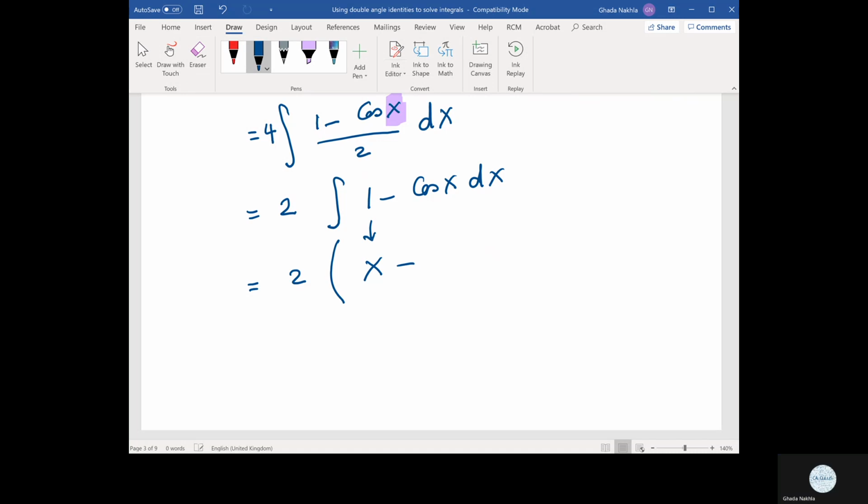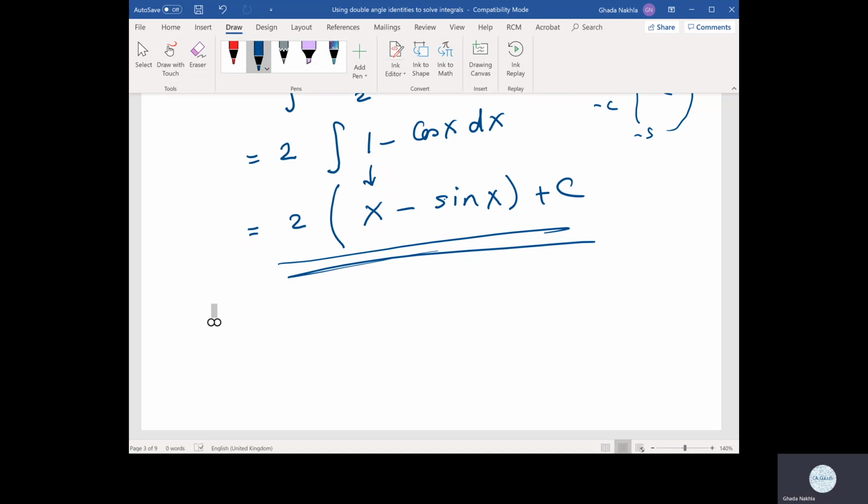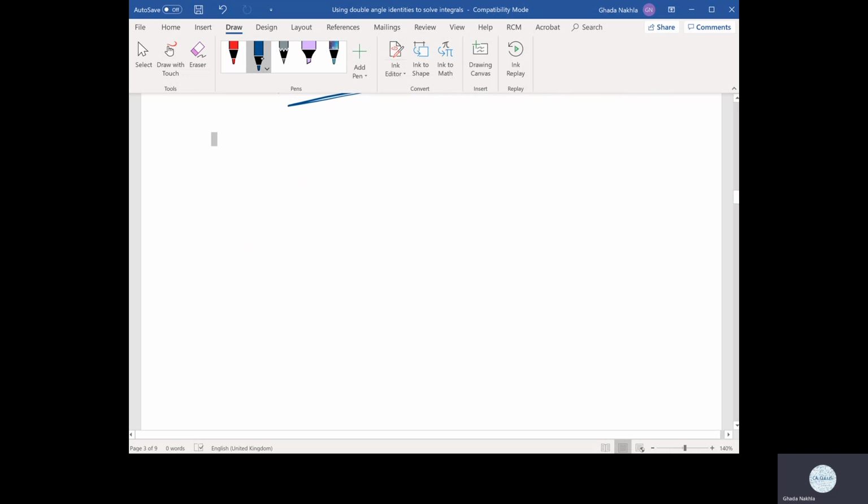Minus cos x, so let's try it here, sine, cos, minus cos, and I'm integrating, so I'm going this way, so cos should be sine. So straightforward, so minus sine x plus c. And you can leave it like that, or you can choose to expand the brackets, it's entirely up to you. You can leave it as factorized. Right, let's take a look at the next question.